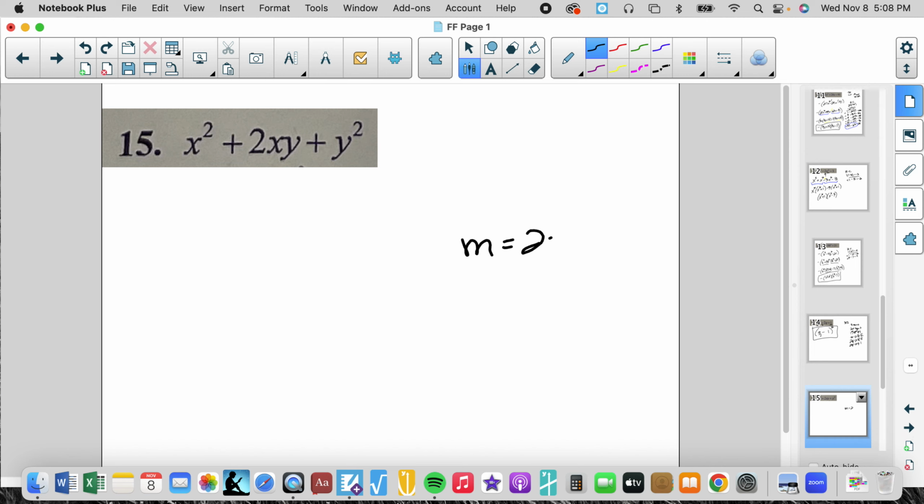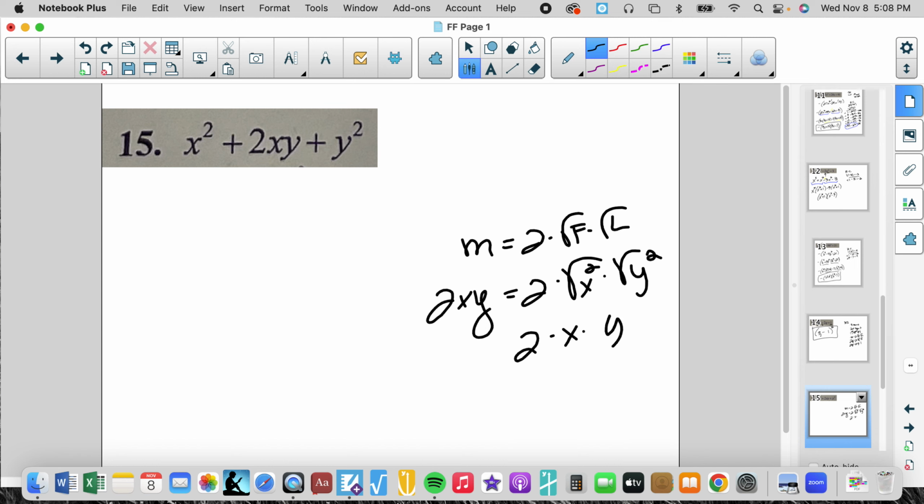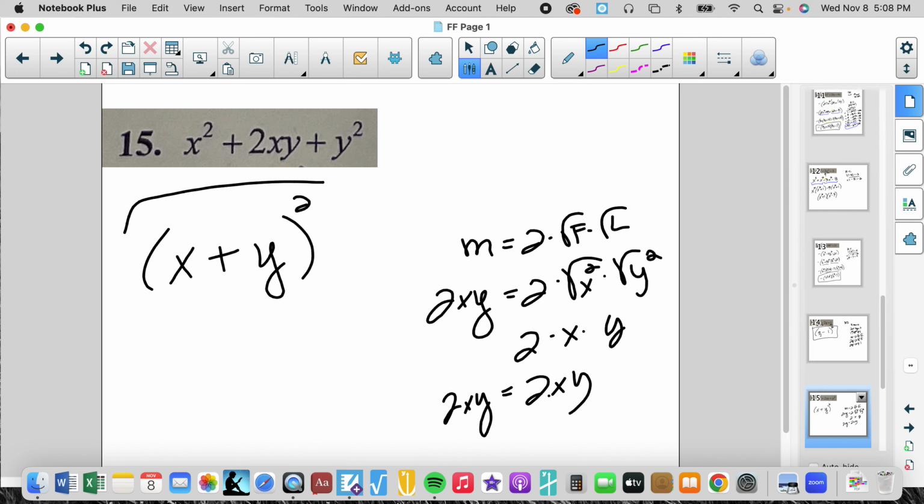Middle equals 2 times the square root of the first times the square root of the last. So 2xy equals 2 times the square root of x squared times the square root of y squared. 2 times x times y equals 2xy. Yes, that equals my middle. So I'm going to take the square root of the first and the square root of the second, and I'm going to pull down that sign, and I get it.